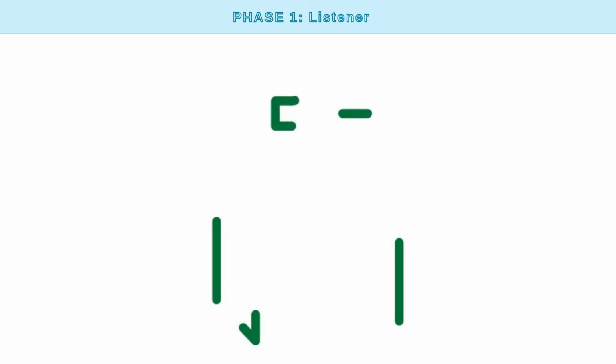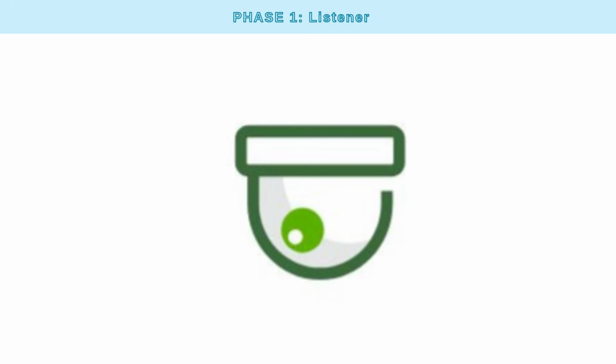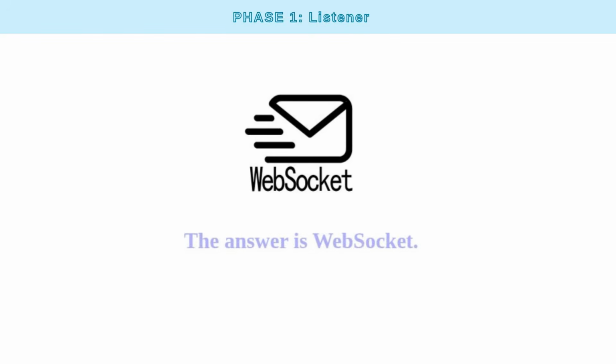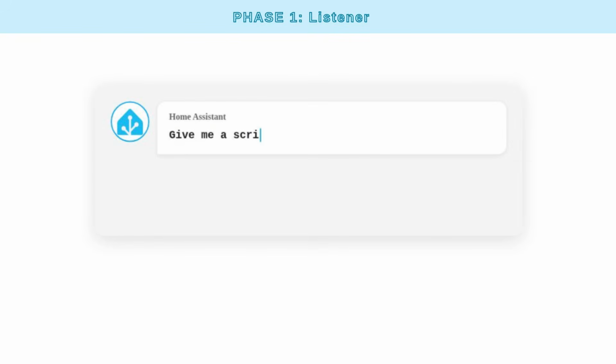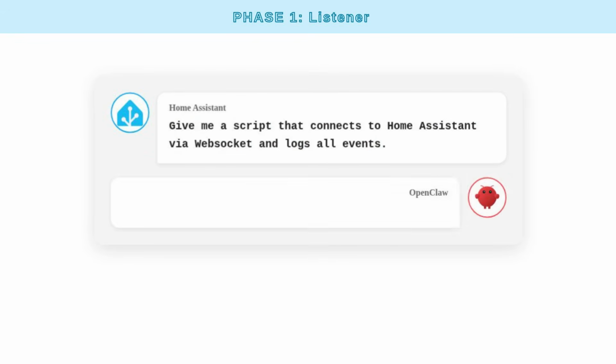Okay, so the core requirement is simple, when the door opens, but what does that actually mean? It means I need to monitor the door sensor's state in real time. How do you do that in Home Assistant? The answer is WebSocket. Home Assistant has a WebSocket API that streams all state changes in real time. So I told OpenClaw, give me a script that connects to Home Assistant via WebSocket and logs all events. I provided the WebSocket URL and a long-lived access token.